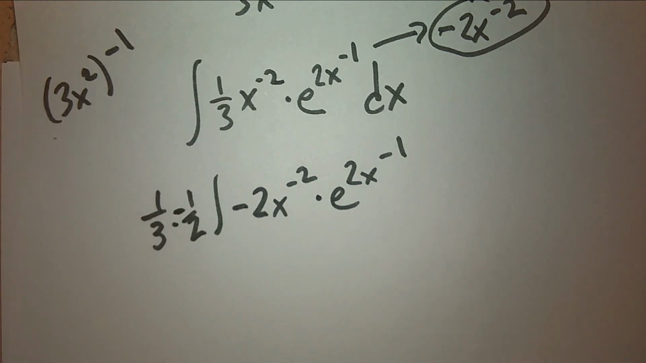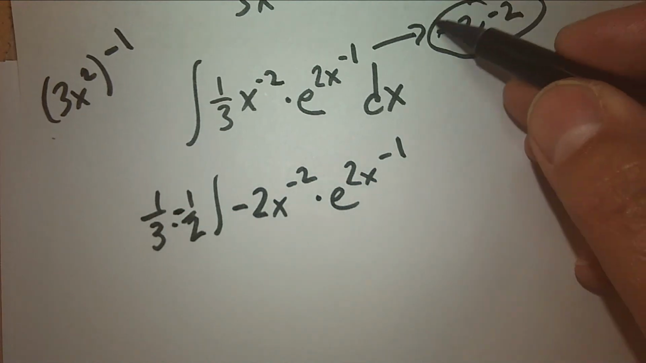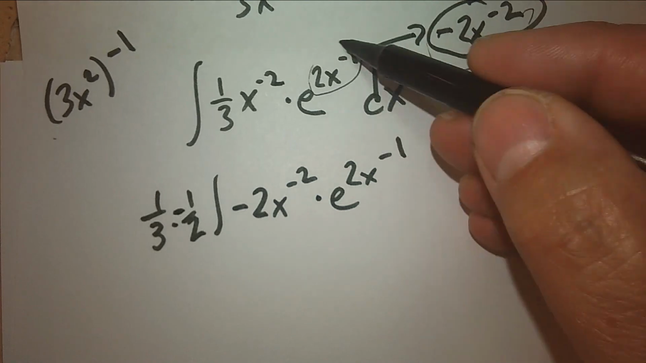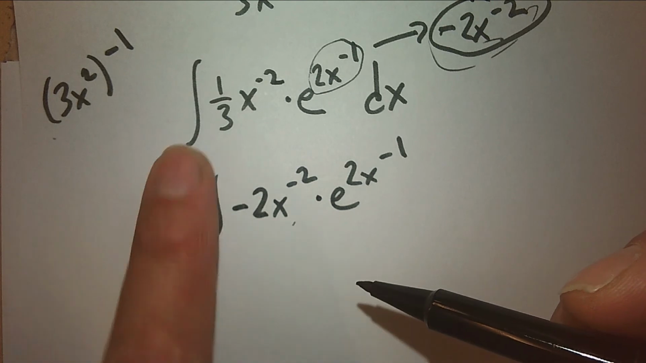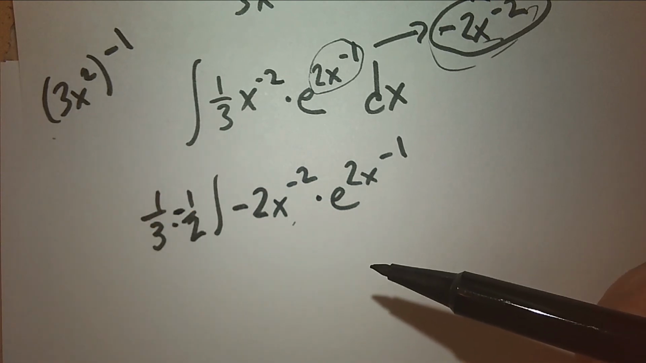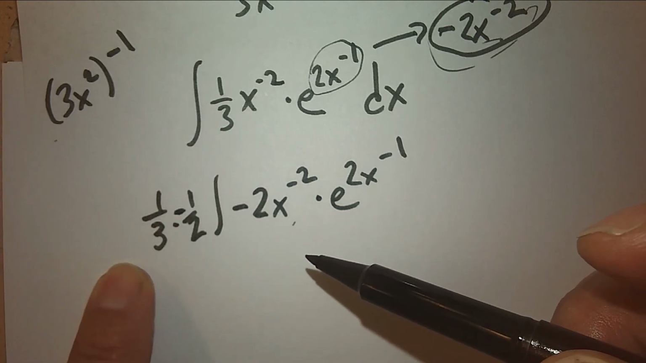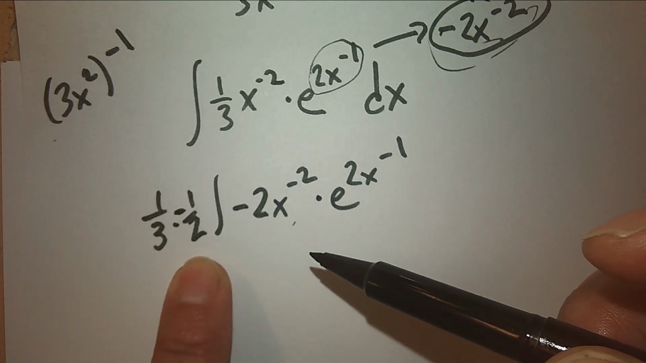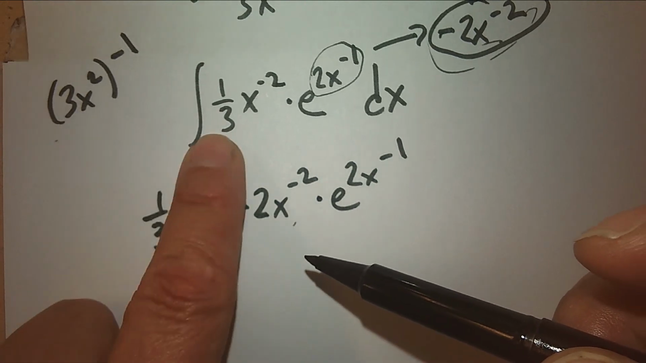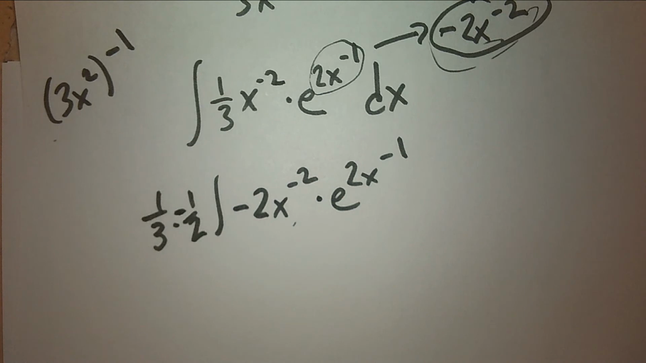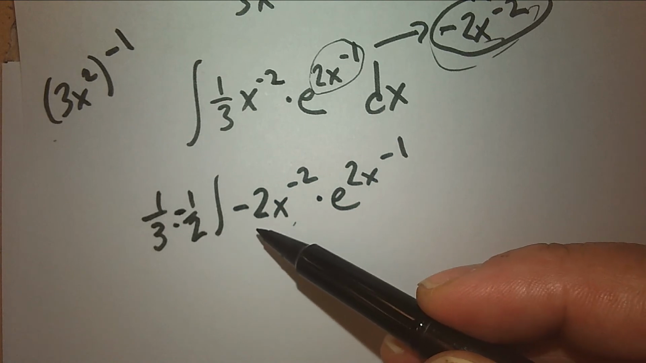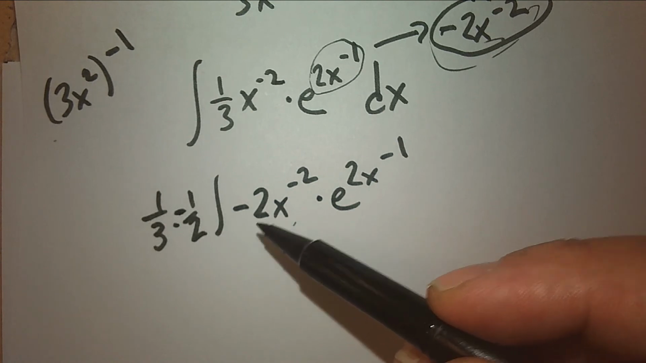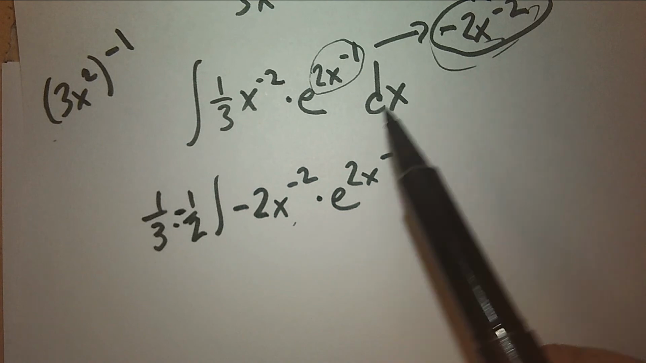I've done nothing but algebra right now. So I took the derivative of the exponent, right? That's what's in front. But I need it to be equivalent to what was before, right? So what's 1/3 times negative 1/2 times negative 2? It has to be 1/3, right? Notice the negative 1/2 and negative 2 together make positive 1, and then what are you left with? They have to be equivalent.